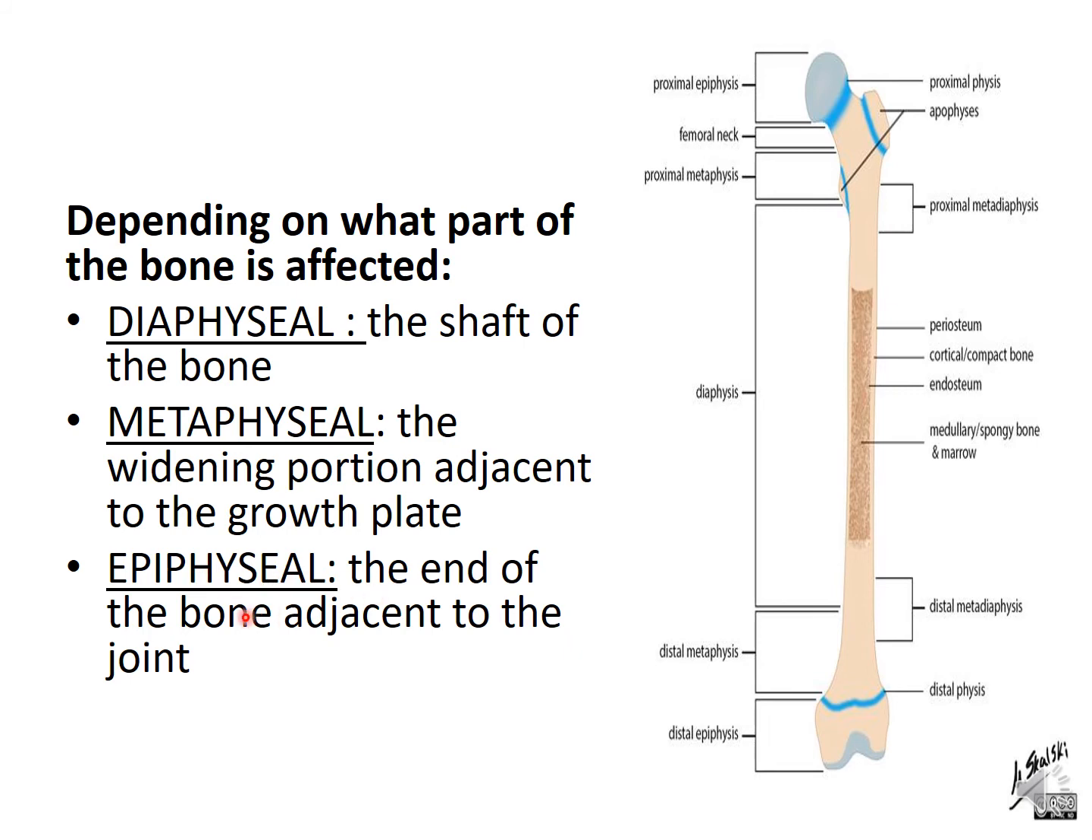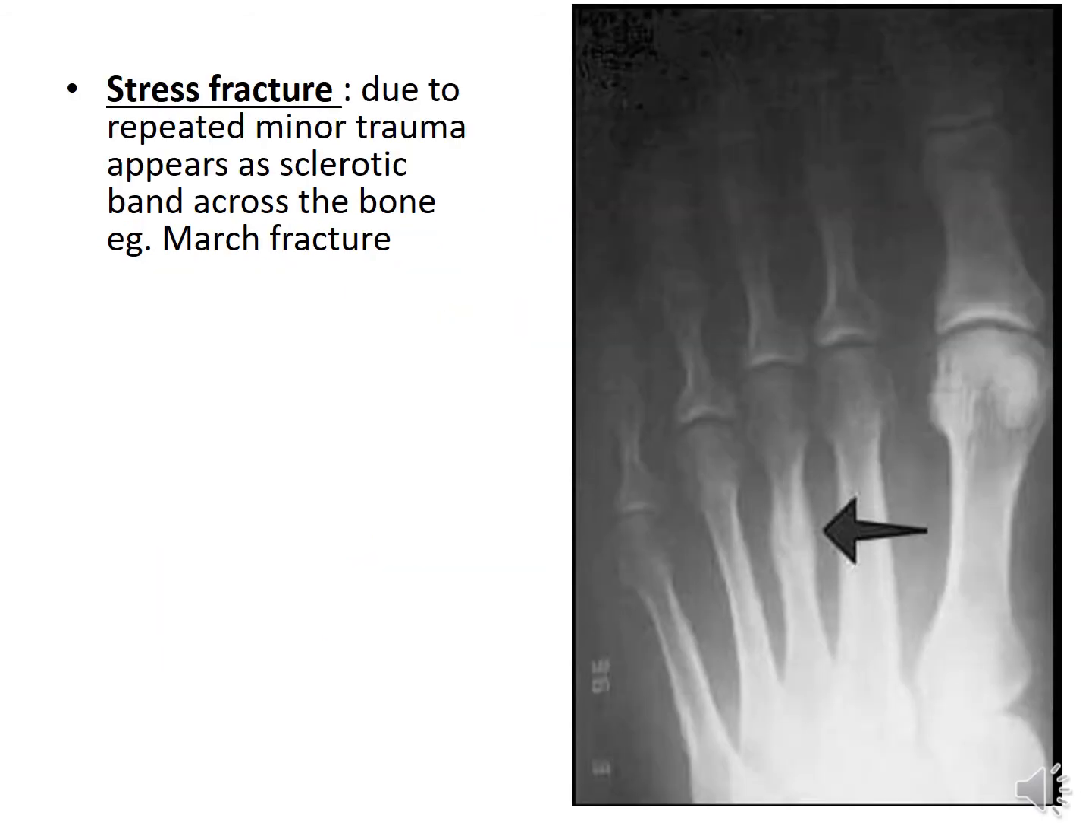Epiphyses are the ends of the bone adjacent to the joint. So this is the epiphyseal region. Next is the stress fracture. Stress fracture is because of repeated minor trauma. It appears as a sclerotic band across the bone.